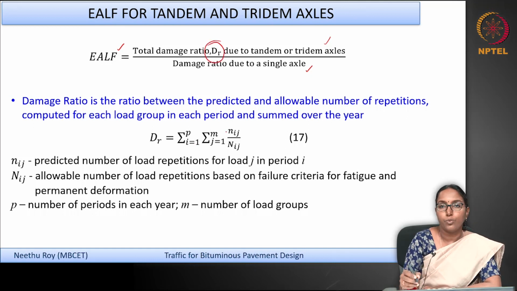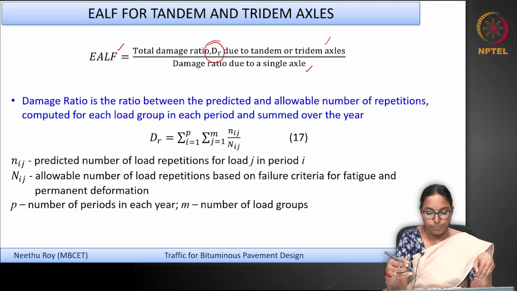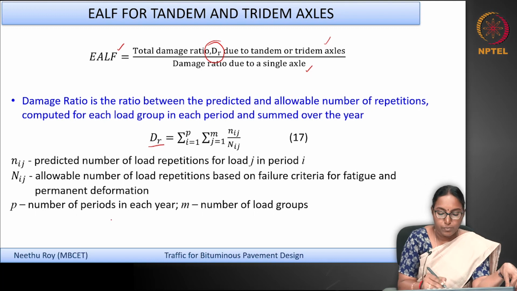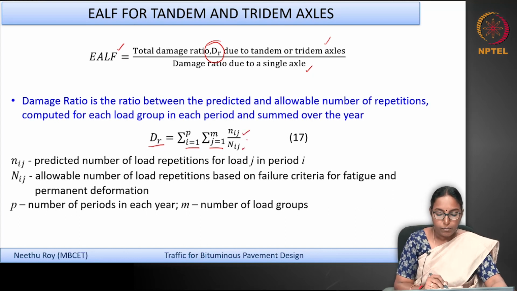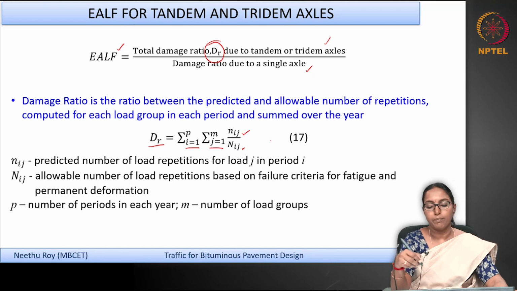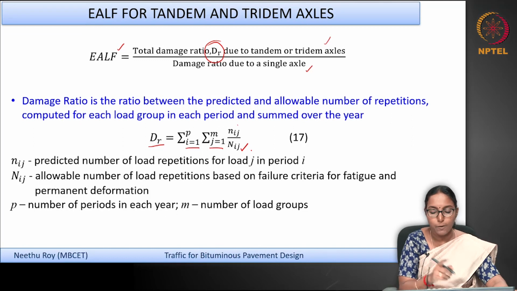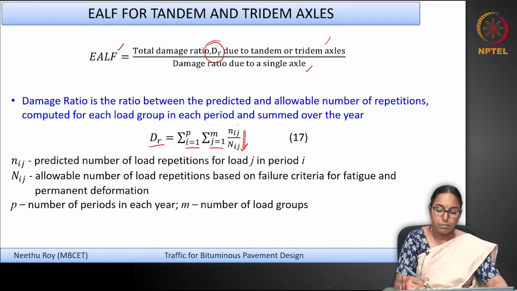The damage ratio is essentially the ratio between the predicted and the allowable number of load repetitions computed for each load group in each period and summed over a year. Okay. So, as you can see from this expression, damage ratio is given by sigma i equal to 1 to P, j equal to 1 to M of nij by capital Nij, where small nij is the predicted number of load repetitions for a load class j in a period i. Okay. So, this is the load that is predicted in the traffic, or the actual traffic that is there, divided by capital Nij, which is the number of load repetitions that are permitted or allowable based on the failure criteria. So, you have two criteria, one is the fatigue cracking criteria and the other is the rutting criteria. So, based on that, what is the number of repetitions that are allowable. So, this ratio you can sum up for all classes of the vehicles.